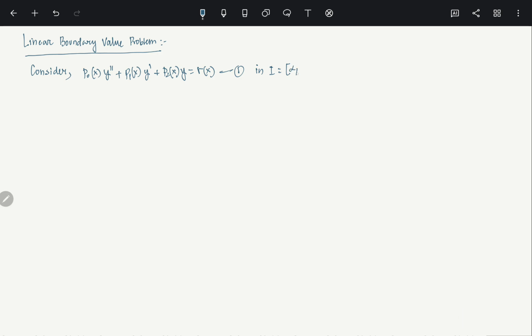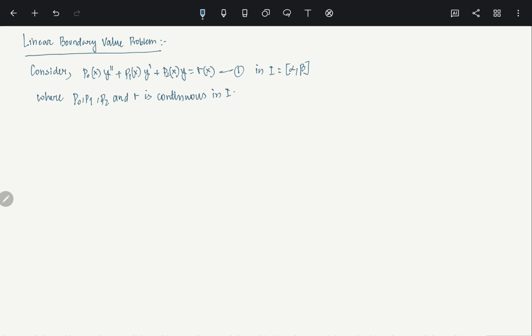Is this okay? Of course, p naught, p1, p2 and r are assumed to be continuous in I. This is our assumption: we are assuming they are continuous in I.